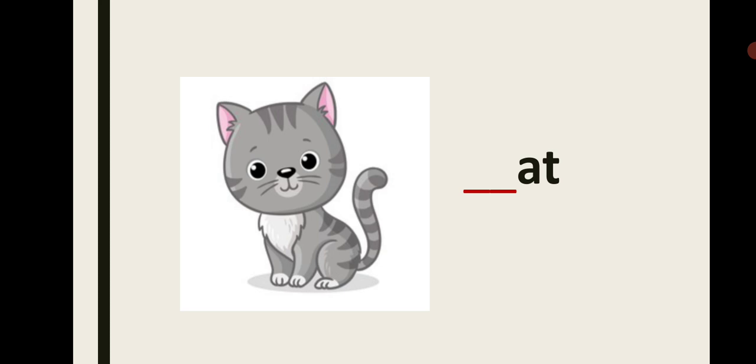Go to the next picture. It's a picture of a cat. Dash at. Which letter is missing? Which sound comes from cat? At the beginning, k sound. So, which letter comes in the blank? Yes, very good. C. At cat. C letter is missing.